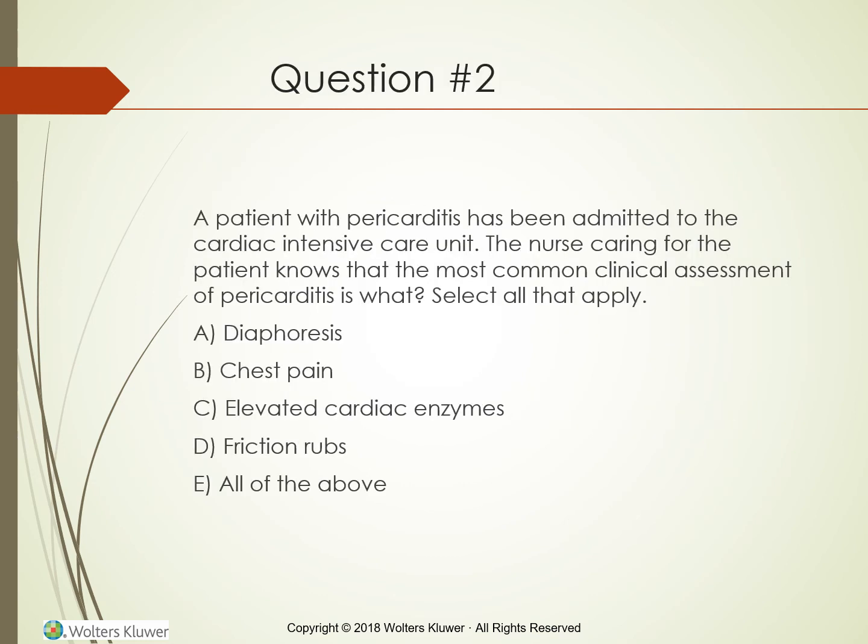Question. A patient with pericarditis has been admitted to the cardiac intensive care unit. The nurse caring for the patient knows that the most common clinical assessment of pericarditis is what? Select all that apply. Is it A, diaphoresis, which is heavy sweating, B, chest pain, C, elevated cardiac enzymes, D, friction rubs, or E, all of the above?